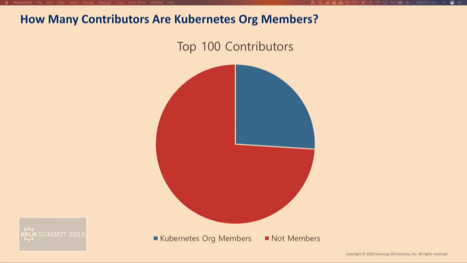Well, when you look at our contributors, a whole lot of them are not members of the org, right? Of the top 100, 74 of them are not members of the org. And so we run into a lot of people who would run into this OK to test. And they might have to wait hours or days to get any feedback from CI on their pull request, something we're not used to.